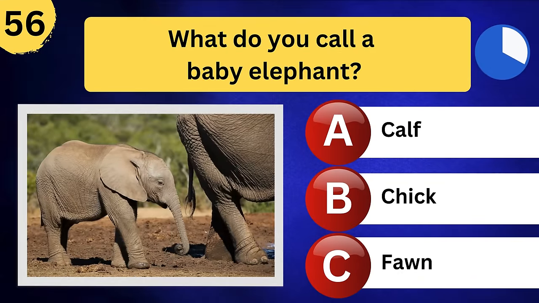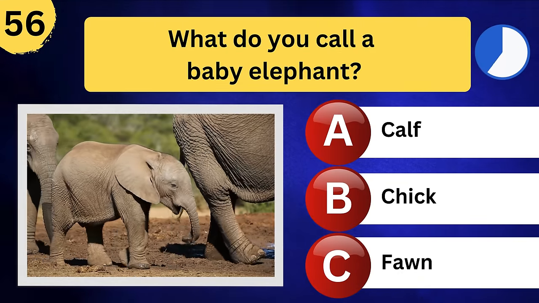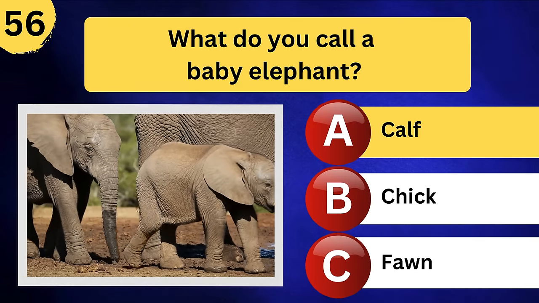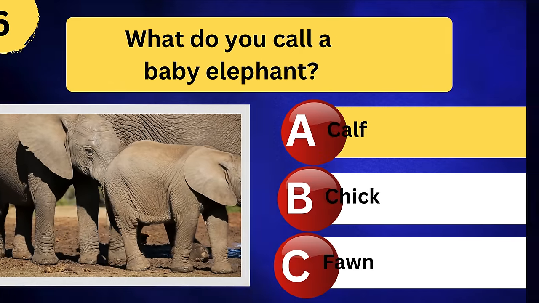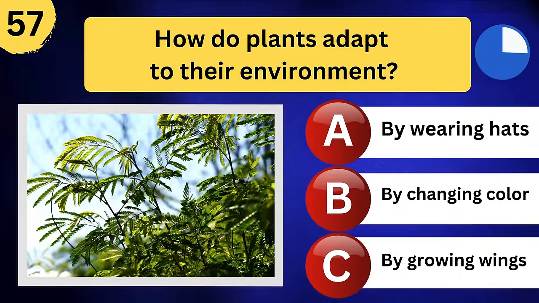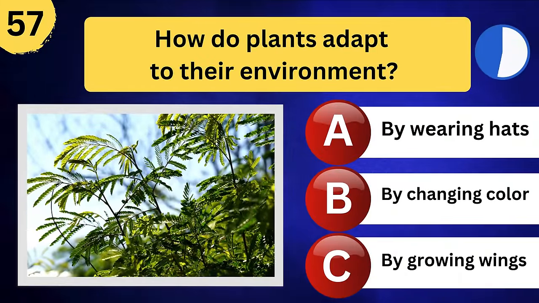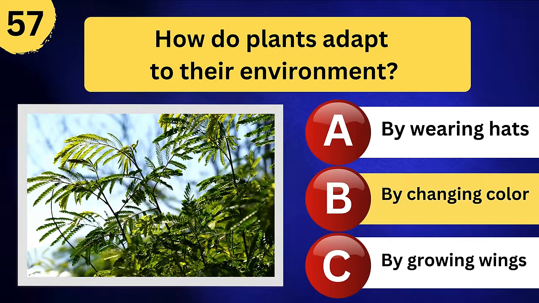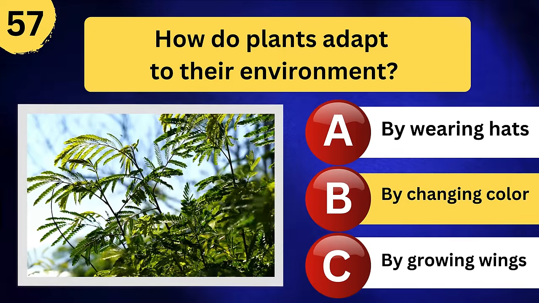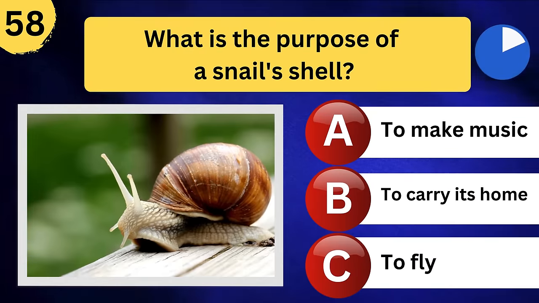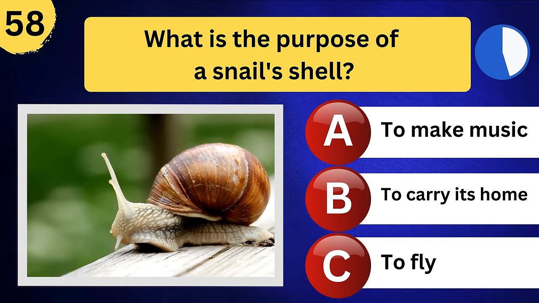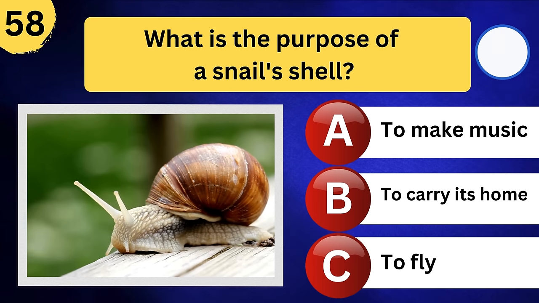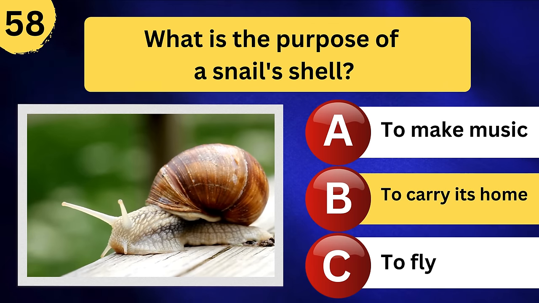What do you call a baby elephant? Calf. How do plants adapt to their environment? By changing color. What is the purpose of a snail's shell? To carry its home.